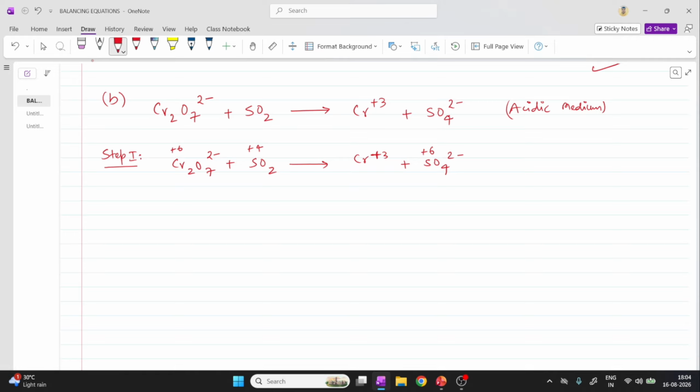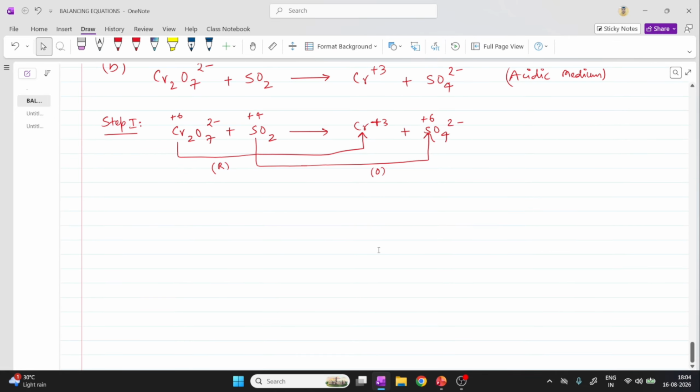So see, chromium is moving from plus 6 to plus 3. That means this process is a decrease, which is reduction. Whereas sulfur is moving from plus 4 to plus 6. That means this is oxidation. This is step 1: find the oxidation states and then identify which one is oxidation and which one is reduction. Now I'm writing step 2.